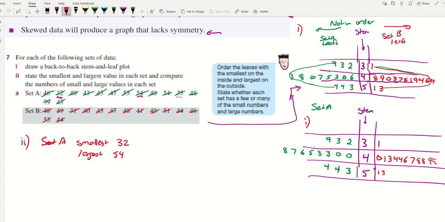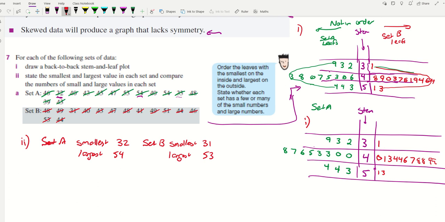For my set, oh, why am I stuffing up with colours? Oh, it doesn't matter. I'm not going to read it. Set B, I should have done set A in green. Set B, smallest, is, again, 31. And the largest, I'm going to find by going down to the bottom, and then at far right, 53.